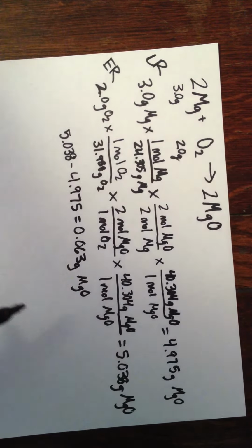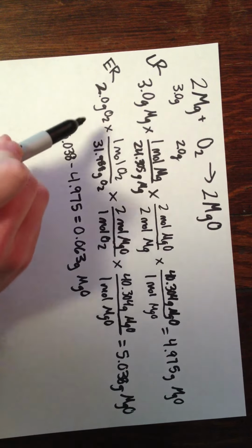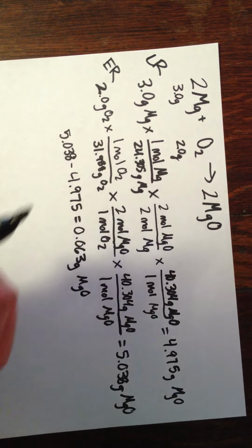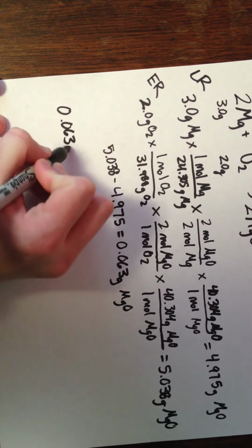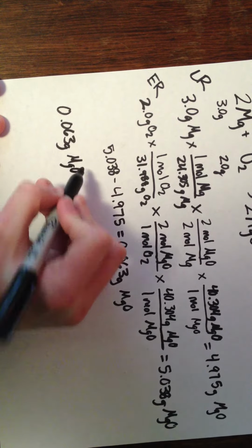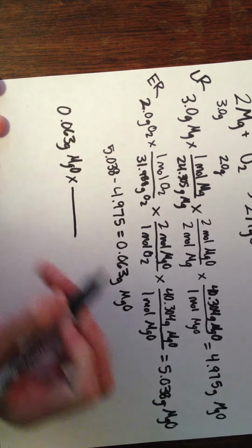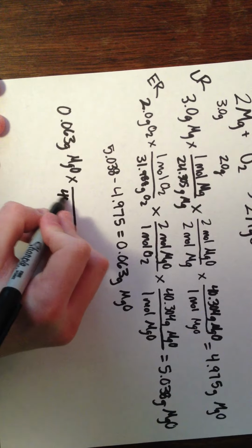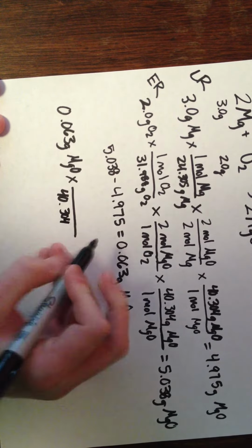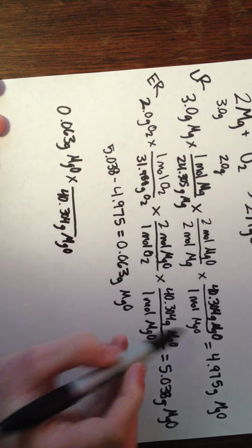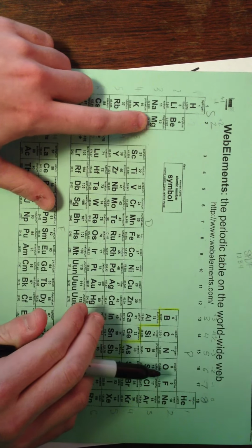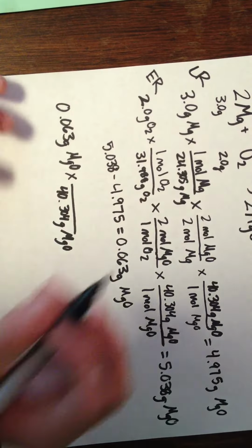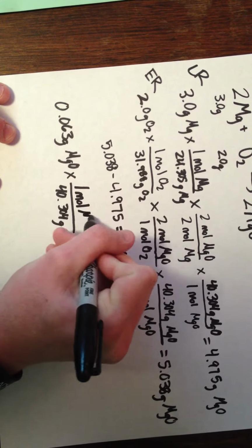And then pretty simple, it's the same thing as up here. You have to convert the magnesium oxide back into oxygen to figure out how much oxygen would be left. So we have 0.063 grams of magnesium oxide. We would multiply that by 40.304 grams of magnesium oxide, and again I'm getting that from up here, or you can calculate it again by adding those two up, and that would be over 1 mole of magnesium oxide.